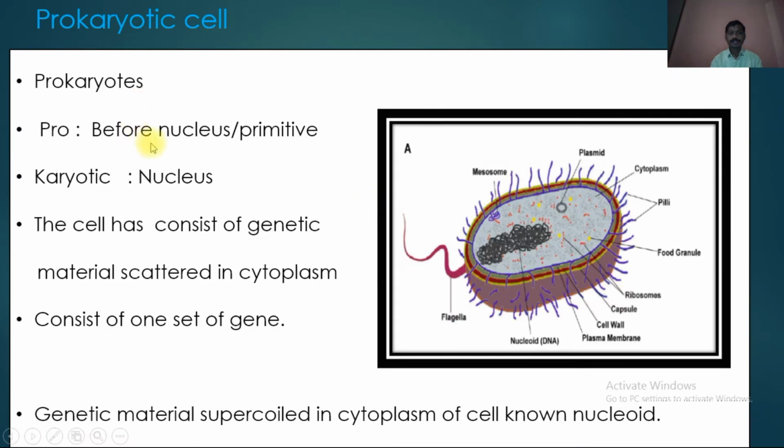Pro means before nucleus, or primitive. Karyotic means nucleus. The cell consists of genetic material dispersed or scattered in the cytoplasm, known as a nucleoid. Such genetic material consists of only one set of genes, known as monoploid, and it is scattered in the cytoplasm, but present in a very supercoiled structure, hence known as a nucleoid.